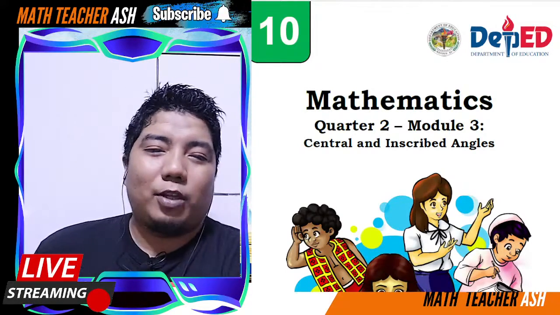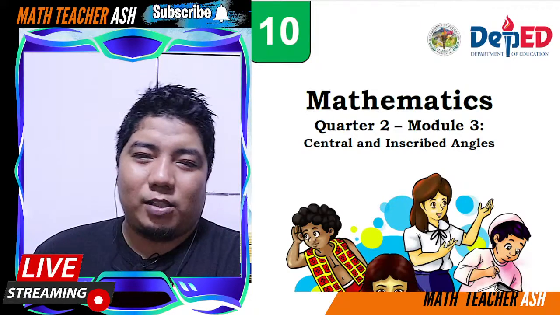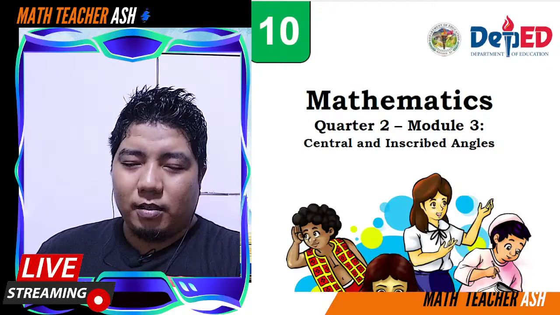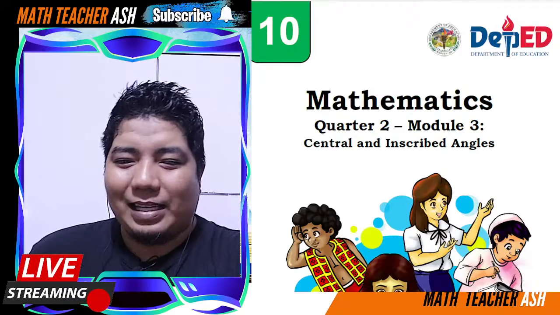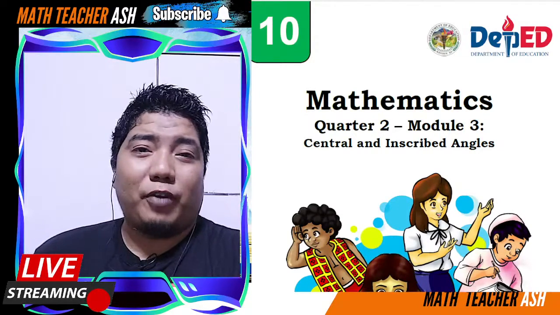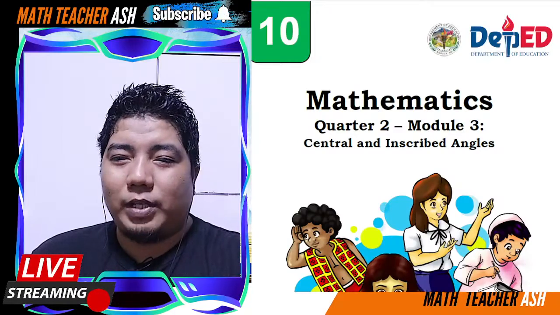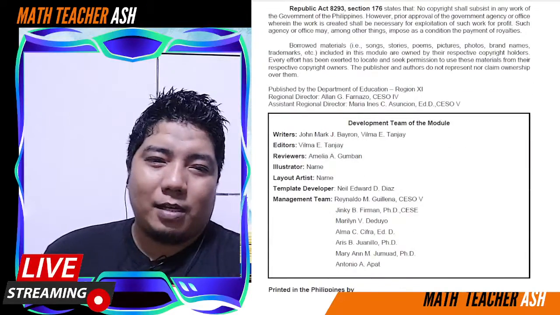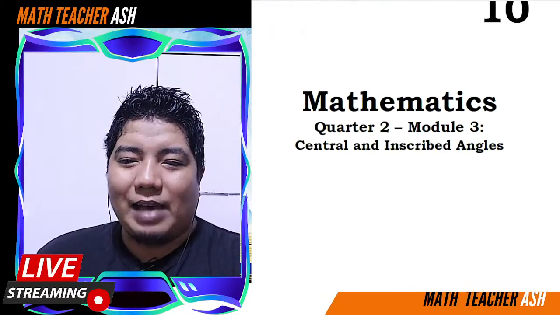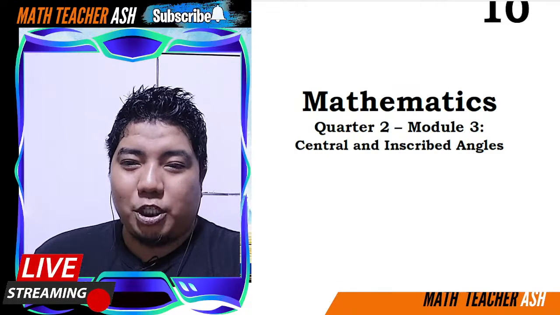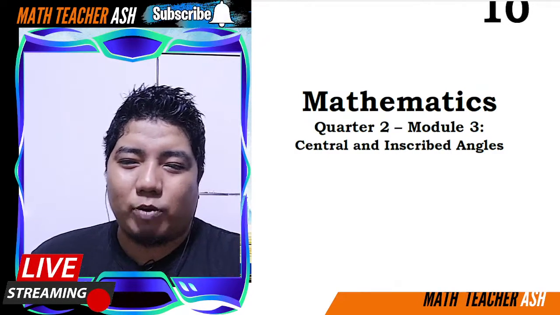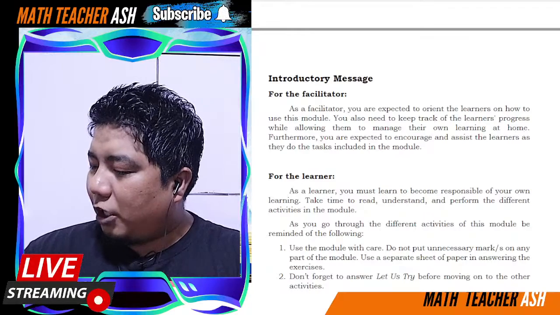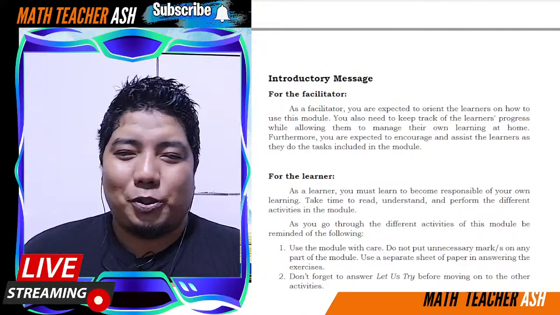Okay, so ano nga ba itong quarter 2 module 3? This is focus on circles, specifically the central and the inscribed angles. Okay, so for the first page of the module, you will see the cover page with the title on it and the graphics. For the second page is the people behind the module, and for the third page we have the title page, which is quarter 2 module 3 central and inscribed angles. And for the fourth page is the introductory message for our teachers as well as for our students.